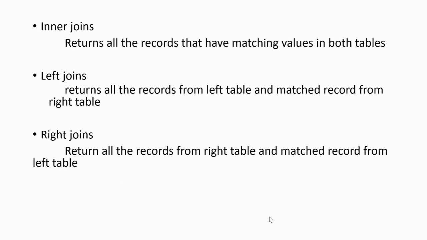An inner join returns all the records that have matching values in both tables. It will print all the records matching between table A and table B. This is the inner join. A left join returns all the records from the left table and the matched records from the right table. This is known as a left join. A right join similarly returns all the records from the right table and the matched records from the left table. Left join and right join are mostly similar, not a big difference.